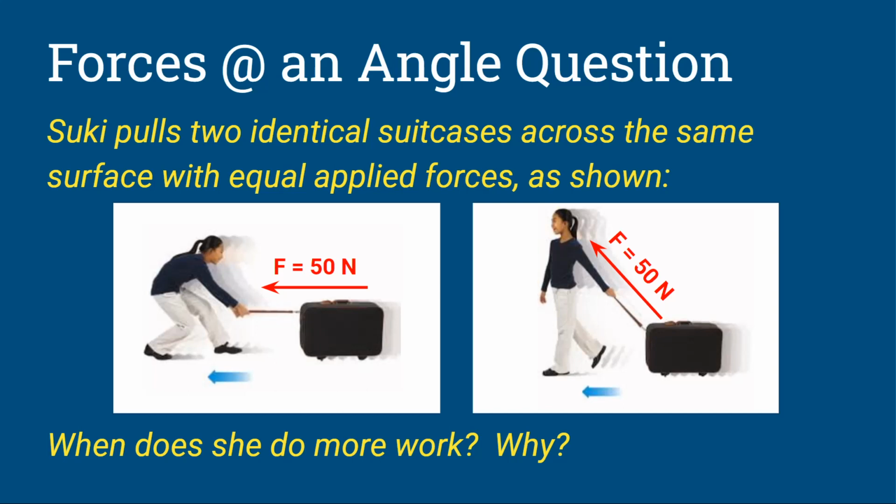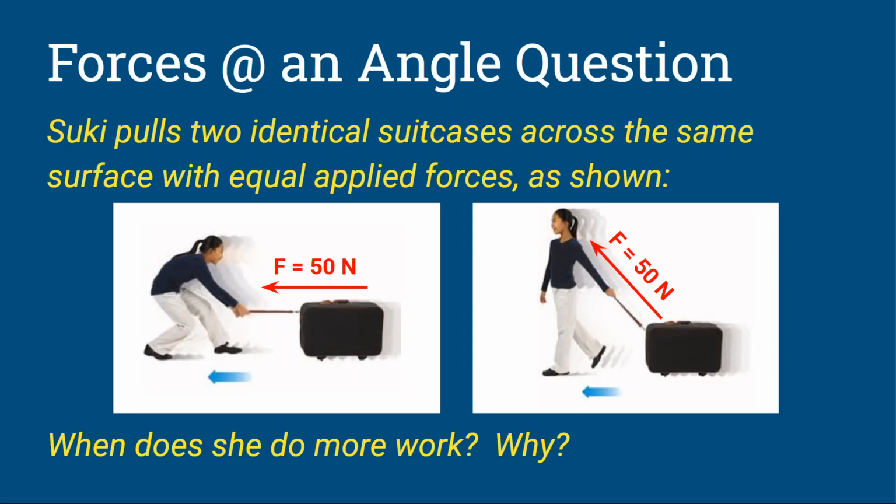Just to review real quick this concept, it says Suki pulls two identical suitcases across the same surface with equal applied forces as shown. Okay, so we have her pulling the suitcase horizontally, we have her pulling the suitcase at an angle, but in both cases she's using 50 newtons of force. When does she do more work? Or is it the same? What do y'all think?